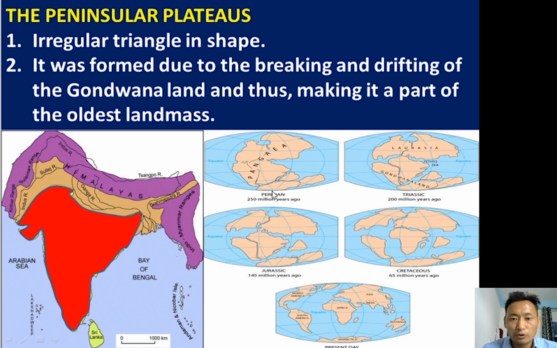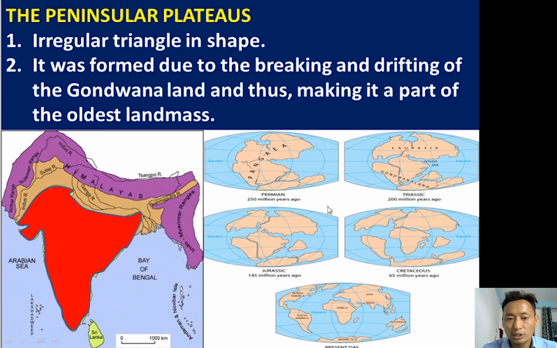So 250 million years ago, in this world we had one big continent, called Pangaea, or the supercontinent, and only one big sea, called Panthalassa. Around 200 million years ago, this Pangaea was disintegrated into two big land masses, that is Laurasia and Gondwana land.